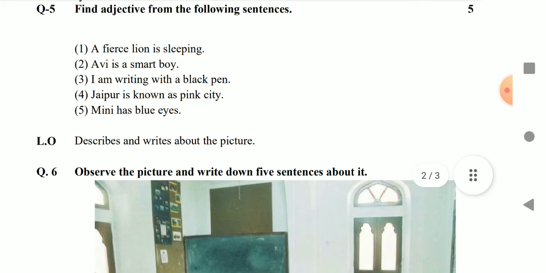Question 5. Find the adjective from the following sentences. You just have to write question 5, 1 and what is the adjective. Which word is the adjective in this sentence? A fierce lion is sleeping. 2. Avi is a smart boy. 3. I am writing with a black pen. 4. Jaipur is known as Pink City. 5. Minnie has blue eyes. You just have to write the word which is the adjective.